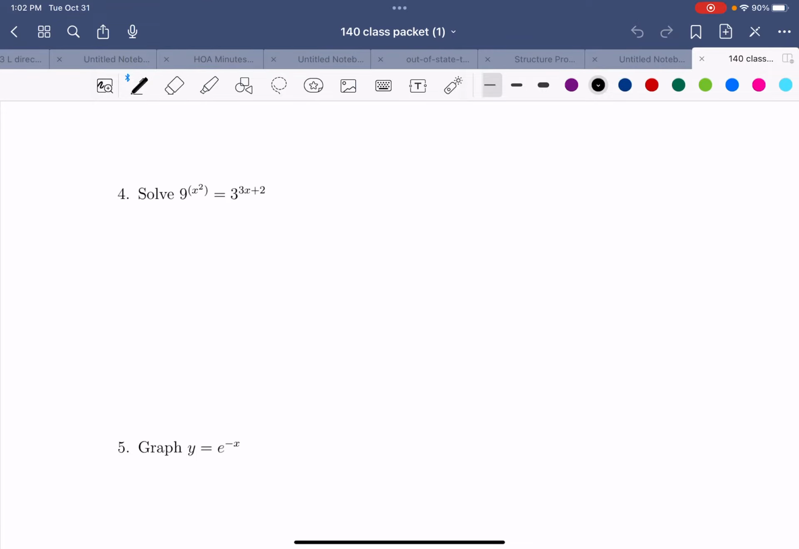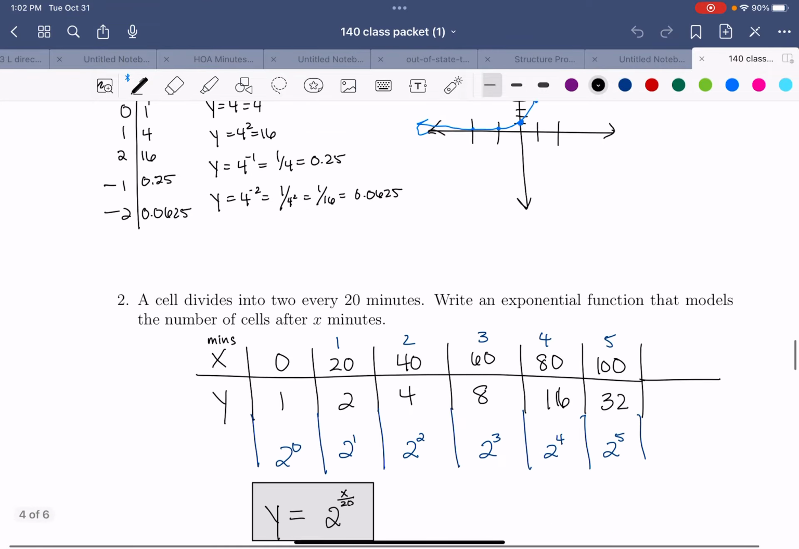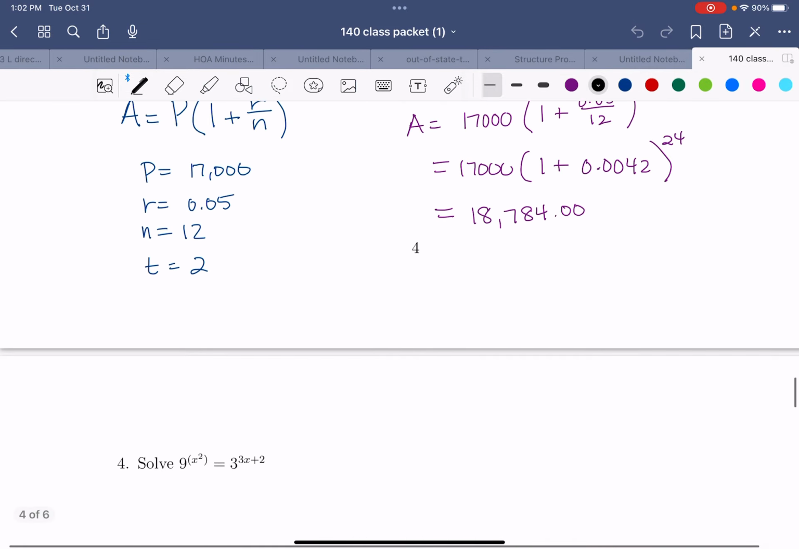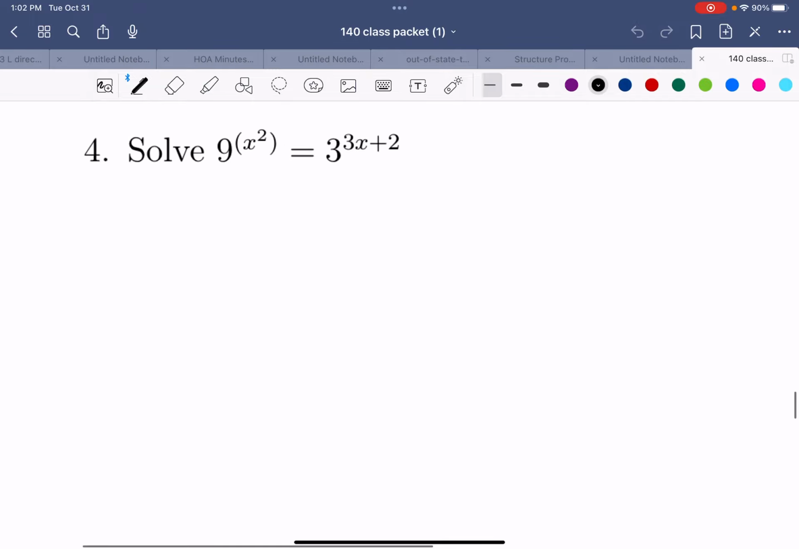Hi all, this is the practice problems from guided practice 18 from section 5.2 and 5.3 on exponential functions. So we've got here in number 4, where we're picking up from class, where we're going to solve an exponential equation. So remember back at the very beginning, we said that if we have the same base, then the exponents have to be equal.